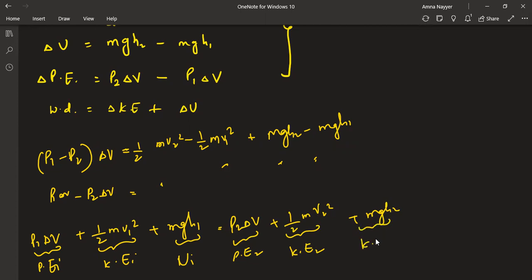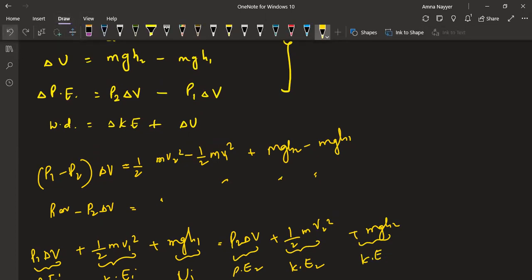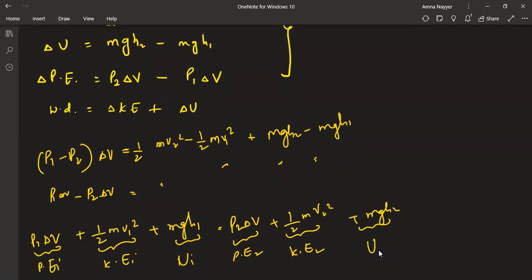This is the second potential energy. Now, had there been a third type of energy, you would have added that also. So it is equal to P3 delta V3 plus half mv3 square, and for a fourth one it will keep on getting added. Why? Because this sum will remain constant. This is exactly your Bernoulli's theorem.